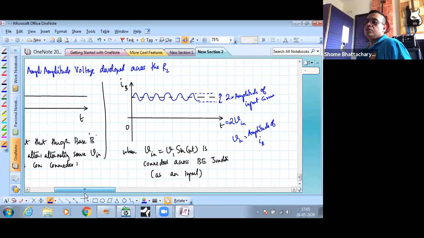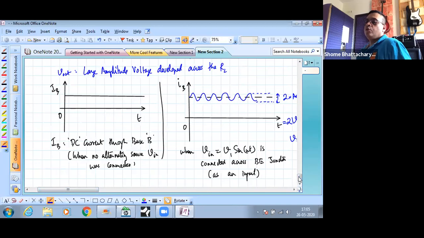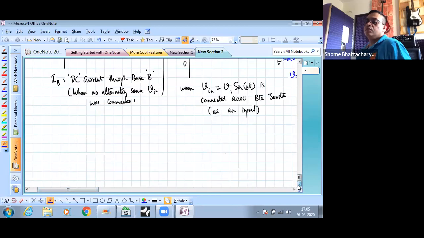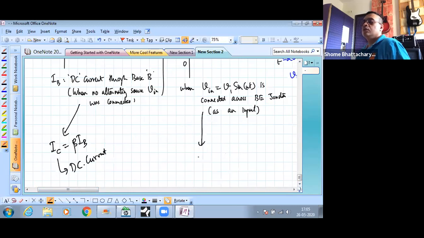Okay. So make sure you understood this point over here. Now what happens as a result of that is that in this situation where there was no alternating input voltage connected, this would have generated a DC collector current, which is beta times IB. So this would have been a DC current. But now in this situation, what is happening? With the input signal connected across, IB is fluctuating. Okay, so IC will also fluctuate. So IC becomes beta times ib.